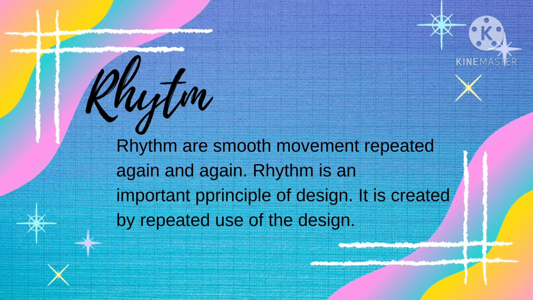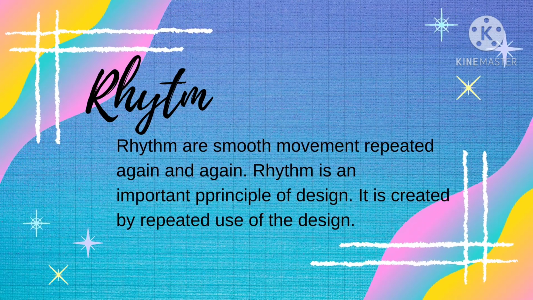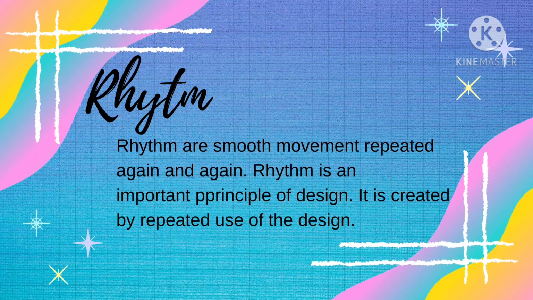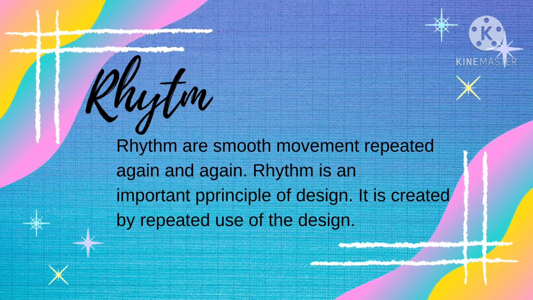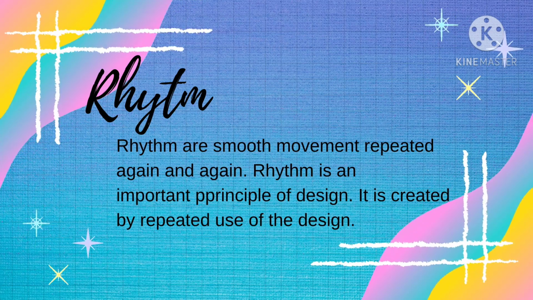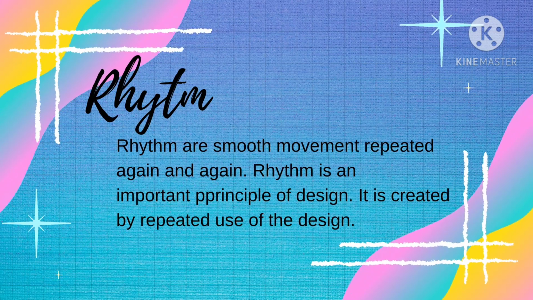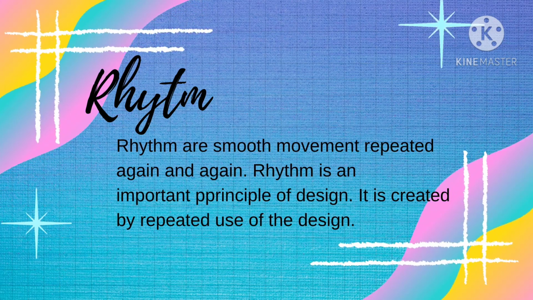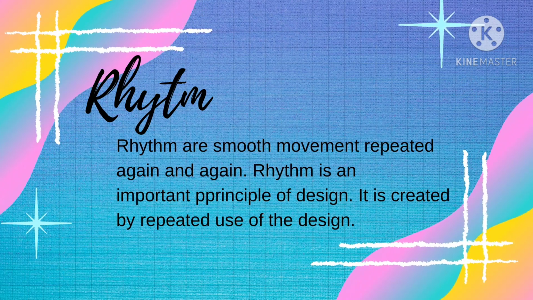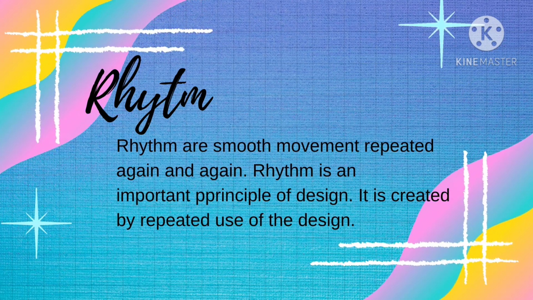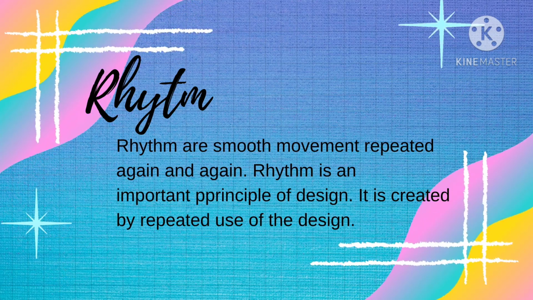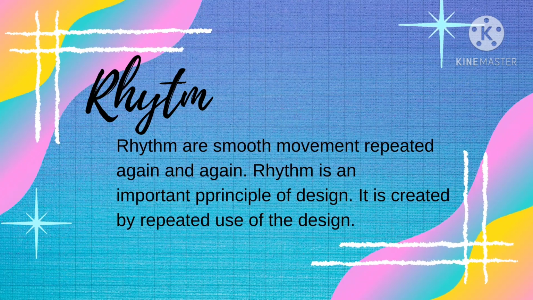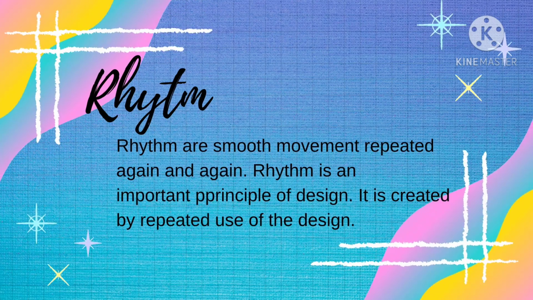The third principle of design is called rhythm. Rhythm is smooth movement repeated again and again. Rhythm is an important principle of design. It is created by repeated use of the design. If there is rhythm in a design, the eye will move easily from one part to the other. The regular repetition of designs produces the look and feel of movement.